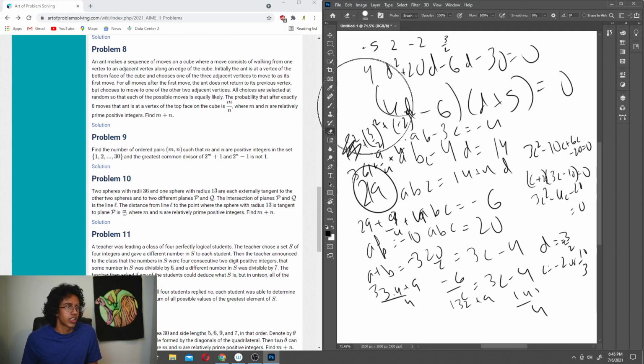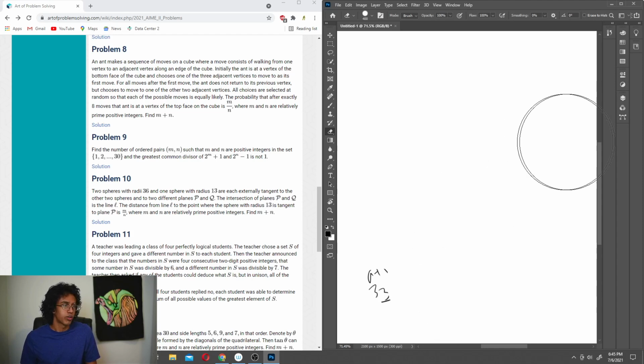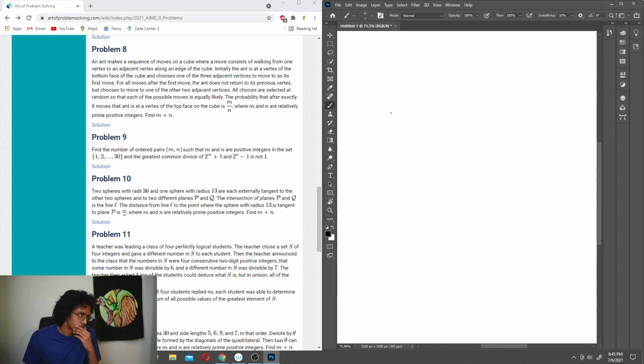An ant makes a sequence of moves on a cube where a move consists of walking from one vertex to an adjacent vertex along an edge of a cube. Initially the ant is at a vertex of the bottom face of the cube and chooses one of 3 adjacent vertices to move to as its first move. For all moves after the first move, the ant does not return to its previous vertex, but chooses to move to one of the other 2 adjacent vertices. All choices are selected at random so that each of the possible moves is equally likely. The probability that after each move, it's on the top face.